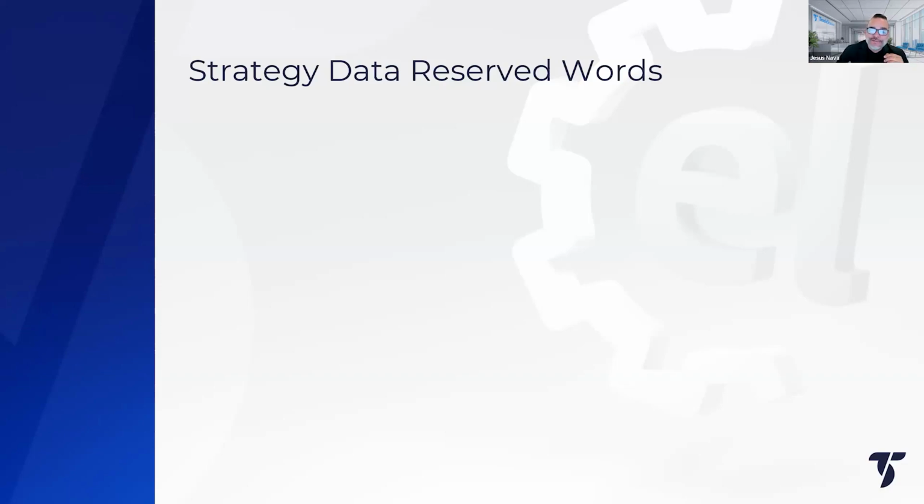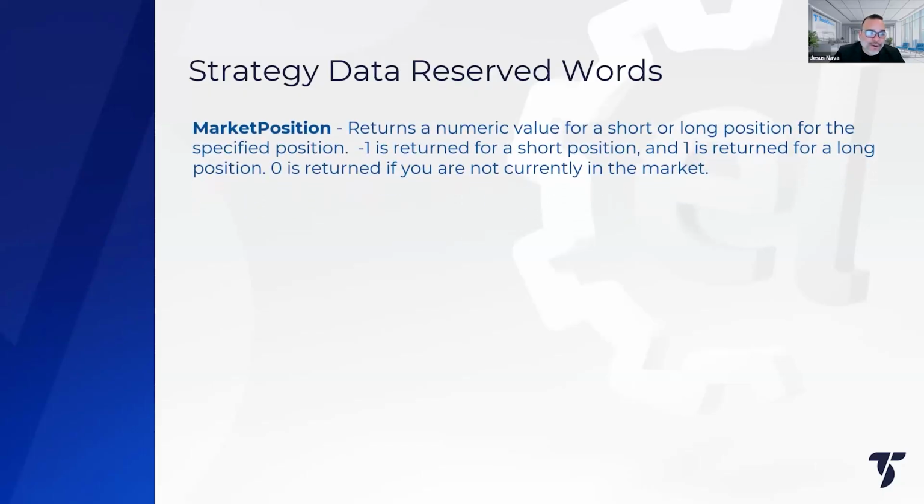So inside of TradeStation, easy language allows you to create these custom strategies. And there are some words that you're going to start using to keep track of that strategy. One of those first words is the market position. At any given moment in the life of a strategy, you want to know if the strategy is long, if the strategy is short, or if the strategy is flat. Market position, as it shows up here in this slide, will provide you that information.